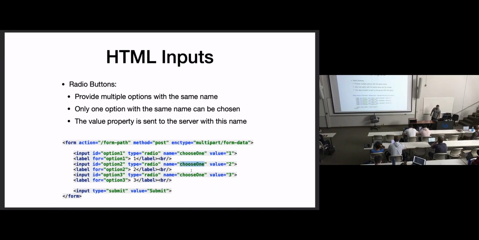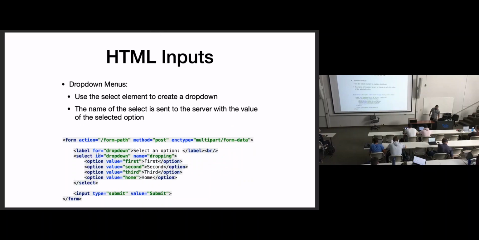When we do that, we give each input of type radio the same name, and for any of them with the same name, the browser's only going to allow one of them to be selected. And you give them each a value that will be sent to the server. So if they select this button, on the server side, we're going to see a value named choose 1 with the value 2.